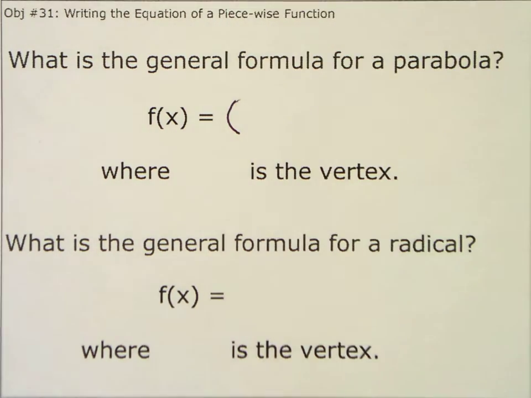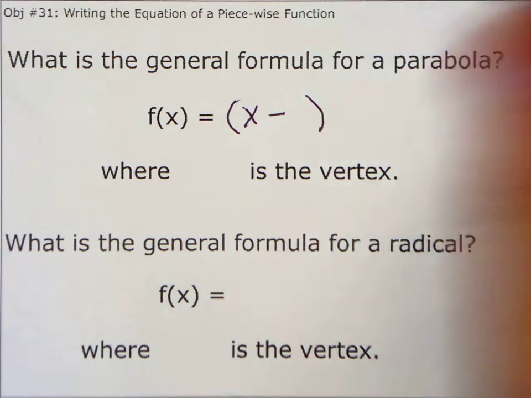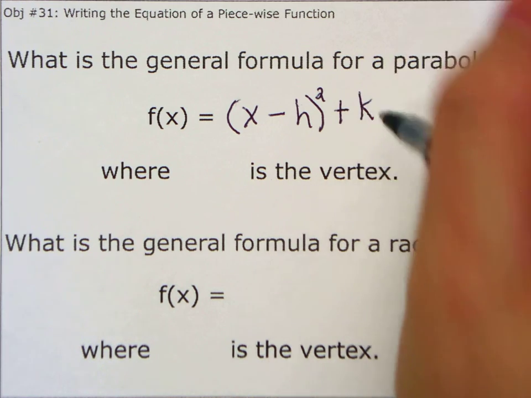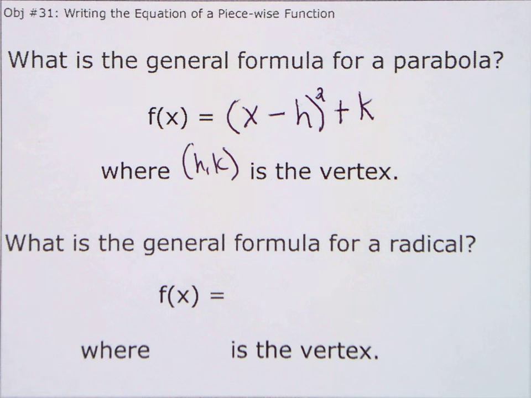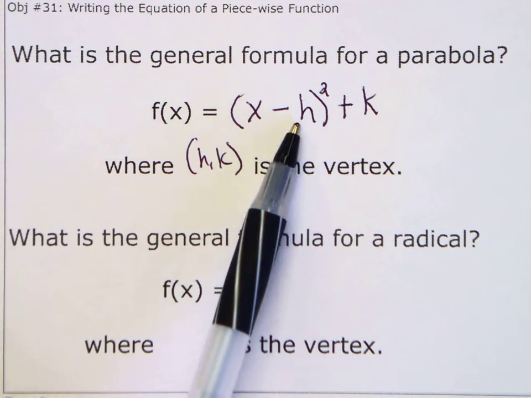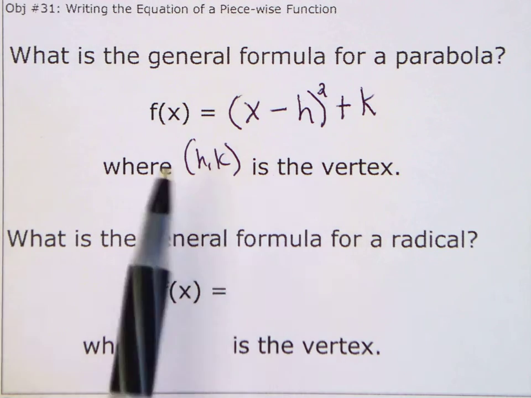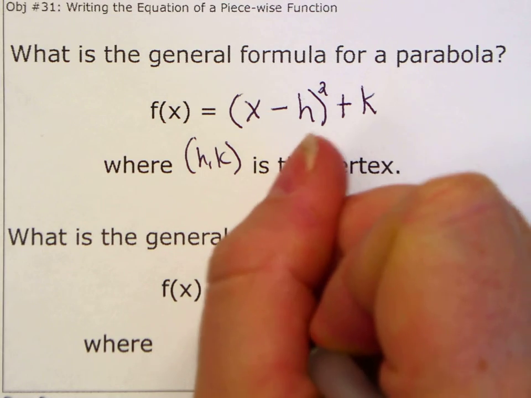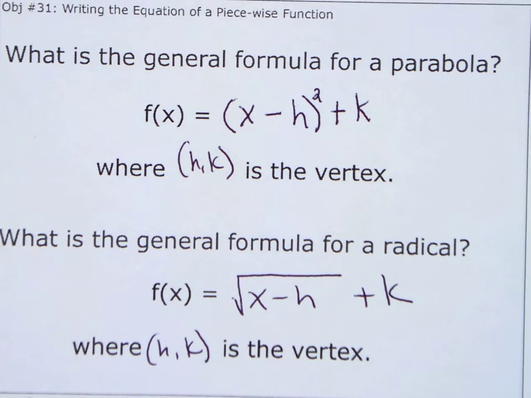All right, so a parabola has a square. So it's x minus a number, and the number we always use is h, squared, plus k, where (h, k) is the vertex, right? So you always need the vertex of the parabola, and the x value goes inside, the outside is your y value. The radical is the same exact formula, but instead of a square, what are we going to have? A radical. The square root of x minus h, plus k, where (h, k) is the vertex.